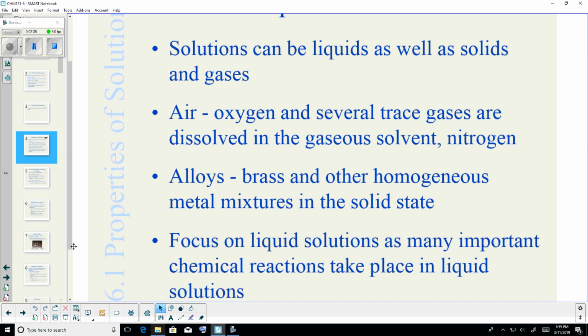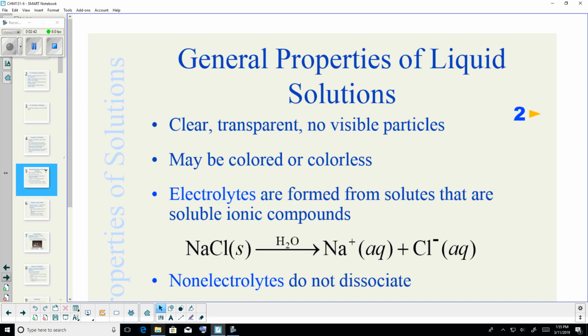So we're going to actually focus on liquid solutions because most important chemical reactions take place in liquid solutions. What is a property of a solution? Clear, transparent, no visible particles. Sometimes you think you have a solution and you don't. We'll talk about that later. It may be colored or colorless. So when we say clear, it doesn't necessarily mean clear like glass. It could be tinted like glass.